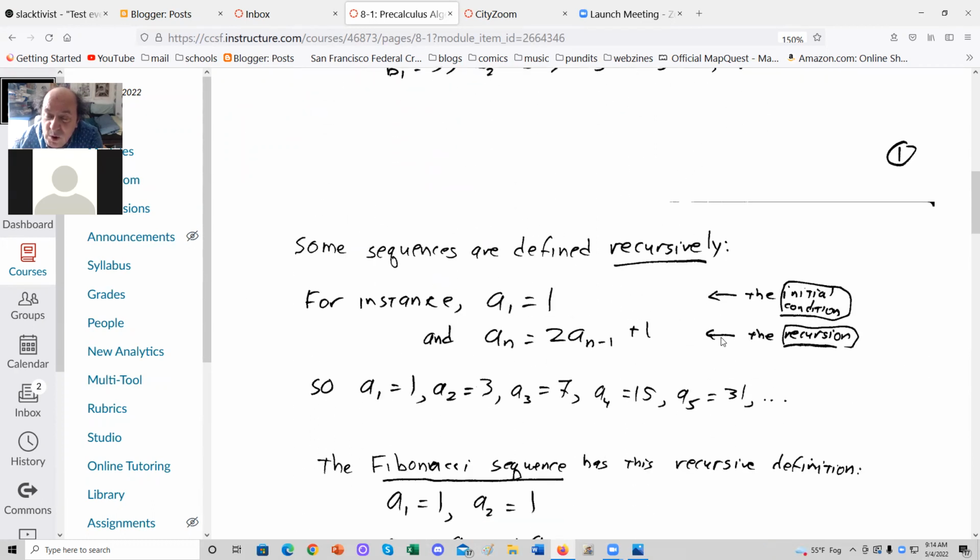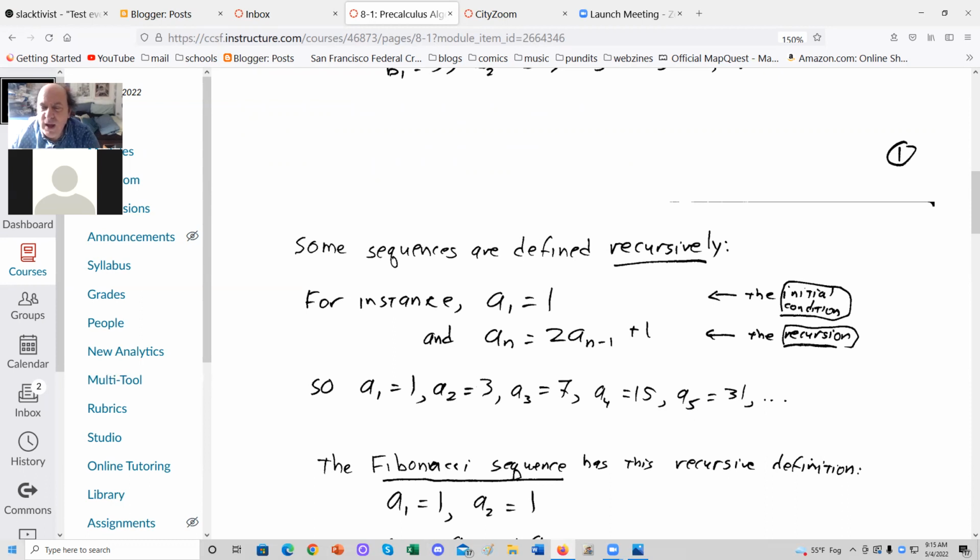There are also sequences that are defined recursively. We don't have a specific formula for any particular number, but we can generate each element of the sequence. For example, here's a sequence where A1 equals 1. That's the initial condition. And for any n, An is twice A(n minus 1) plus 1. That's the recursion. You start with A1 equals 1, and to find the next one, you plug in the previous value and calculate the next value. So A2 is twice A1 plus 1, which is twice 1 plus 1, which is 3. A3, twice A2 plus 1, so twice 3 plus 1, which is 7. A4 is twice 7 plus 1, which is 15. A5 is twice 15 plus 1, which is 31, and so on.